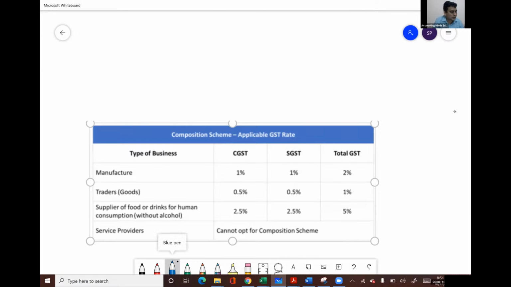Sai Krishna, you want to say something here? I thought you would say that it is 0.5%, 0.5%. That's how much? Manufacture, how much? 1%. CGST 0.5% and SGST 0.5%.